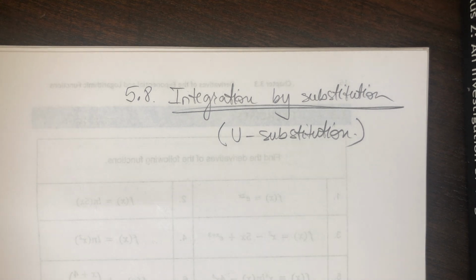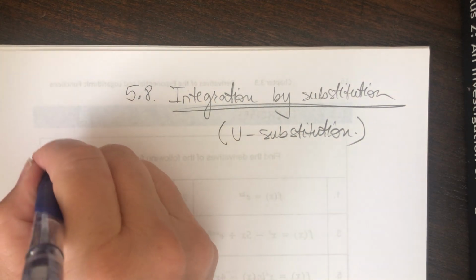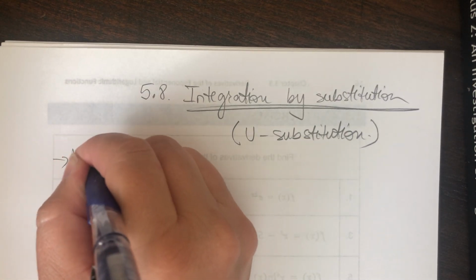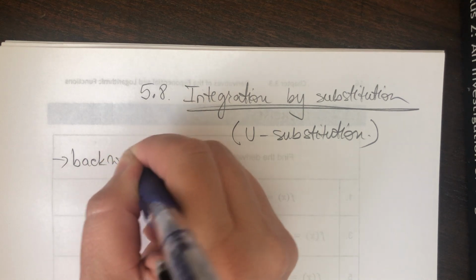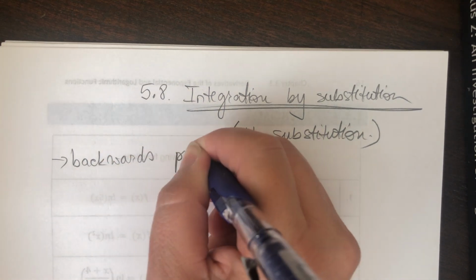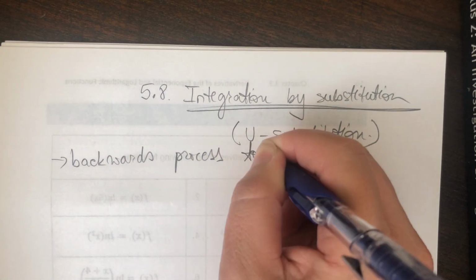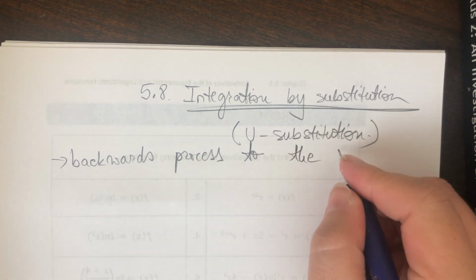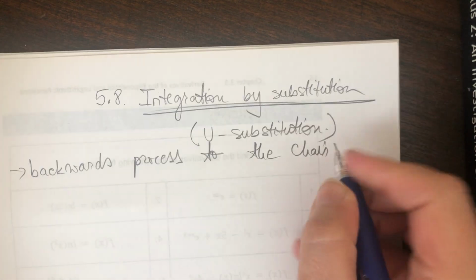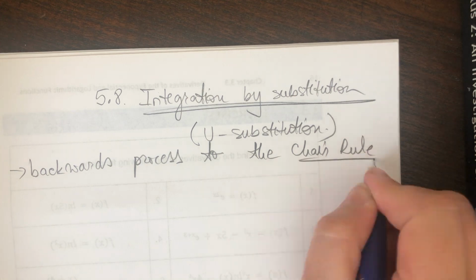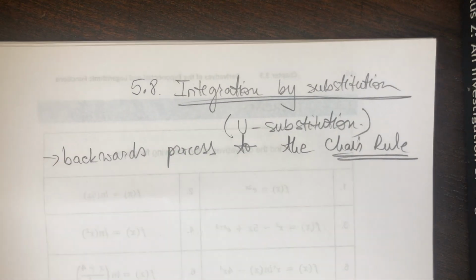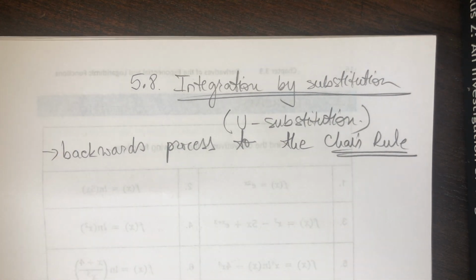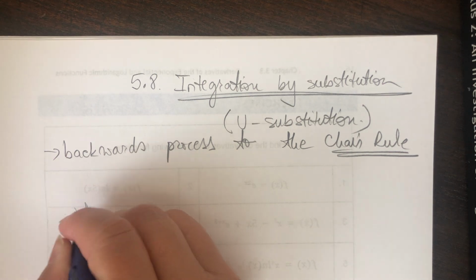Now, the integration by substitution is simply the backwards process to the chain rule. Okay, so it's the backwards process to the chain rule. So it will allow us, as I said, to take integrals of more complicated functions. So let's see what the chain rule was.